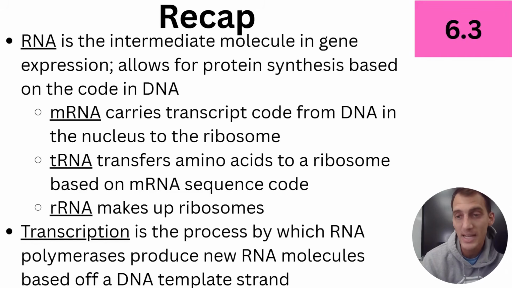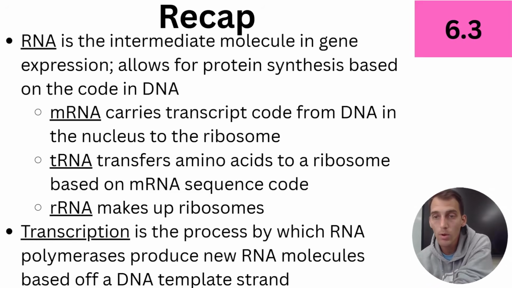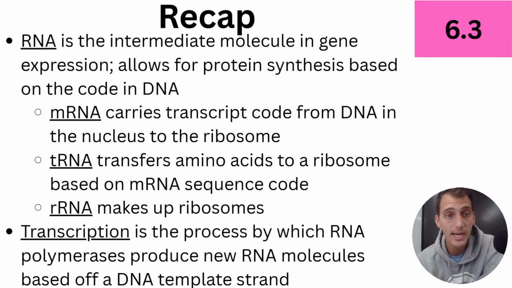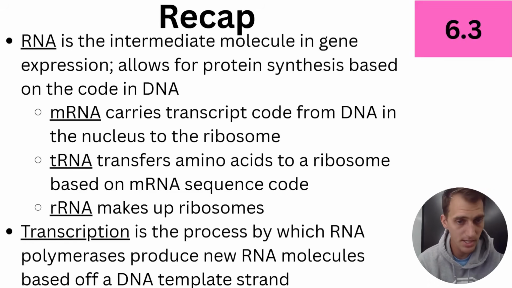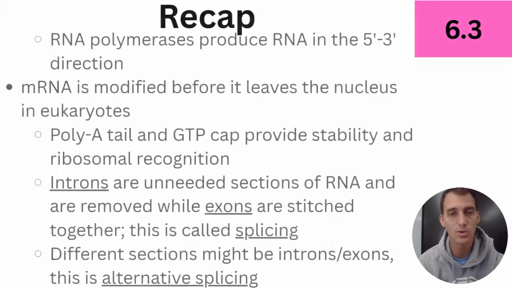M stands for messenger because it's going from one place to another, carrying the genetic message. tRNA transfers amino acids to a ribosome based on the mRNA sequence code. We're going to look at that more in 6.4. And rRNA, R stands for ribosomal, makes up ribosomes. And the process by which RNA is made is called transcription. RNA polymerases produce new RNA molecules based off a DNA template strand, kind of similar to how replication works.